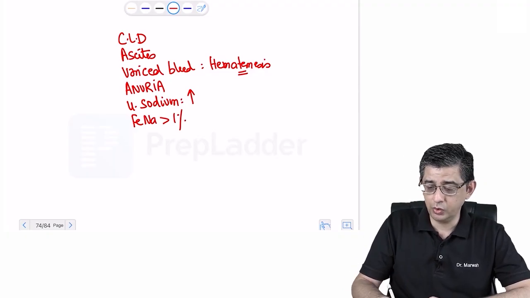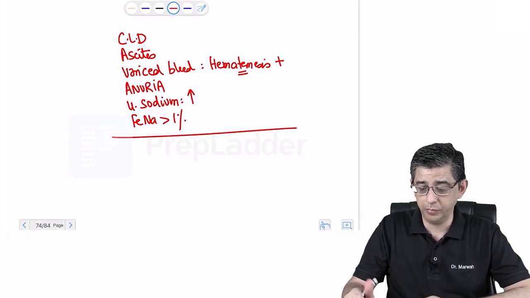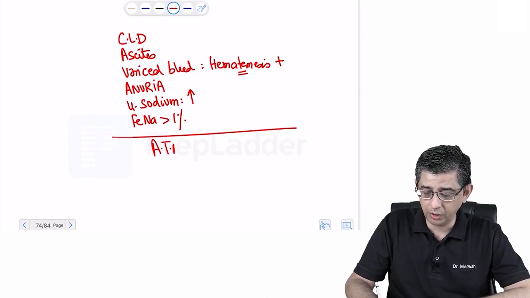So what I'm trying to say to you here is that this is a case where there is a volume loss from the body. There's a volume depletion contributing to acute tubular necrosis.